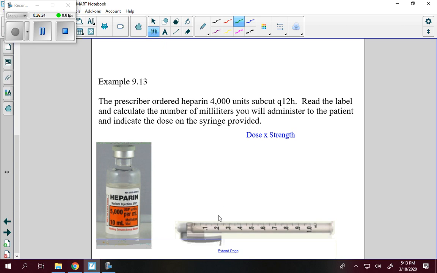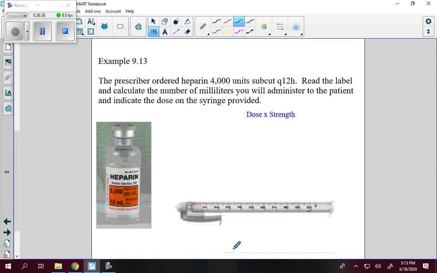Go ahead and try 913. Pause it, work on it, come back. The prescriber ordered heparin, 4,000 units, subcut every 12 hours. Read the label and calculate the number of milliliters you would administer to the patient and indicate the dose on the syringe provided. So this person needs 4,000 units as their dose.